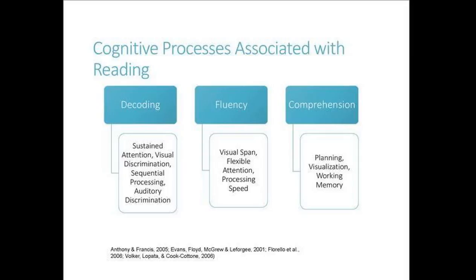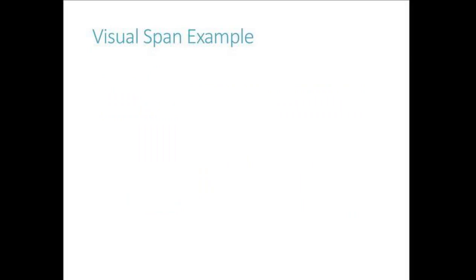Let's make this a little bit more concrete. The first one we're going to look at is called visual span, which refers to how much information we can take in at a glance. This is a little tricky to do over the internet, but it worked well this morning, and we're going to try it again. So what's going to happen here is that you are going to see an array of 6 boxes, and letters are going to appear in those boxes very briefly.